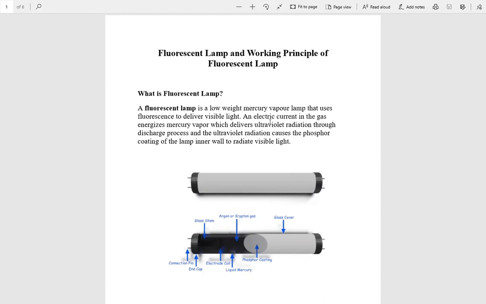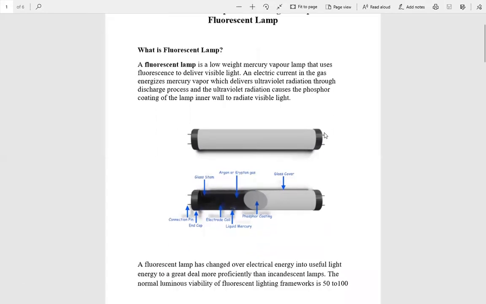An electric current in the gas energizes mercury vapor, which delivers ultraviolet radiation through discharge process, and the ultraviolet radiation causes the phosphor coating of the lamp inner wall to radiate visible light.